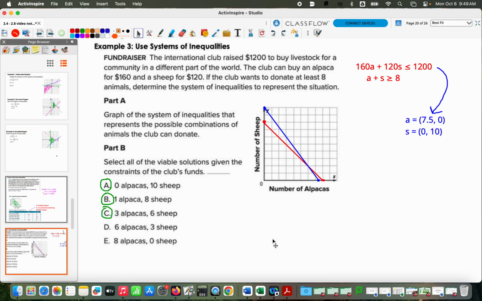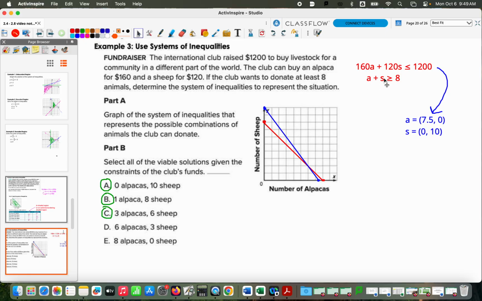Here, we've got to graph it ourselves. Again, some intercepts are going to help out, but pause it if you need to check what it's talking about. They raised $1,200 to buy livestock, so they can sell the alpacas for $160 for each alpaca, $120 for each of these. This is actually going to be less than or equal to $1,200. So if they sell different amounts, the most they raised was $1,200.